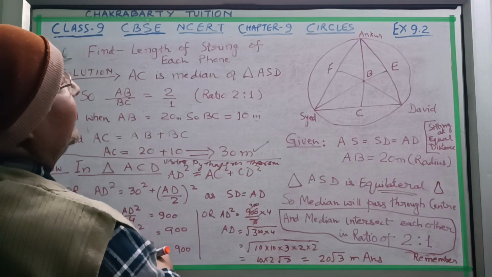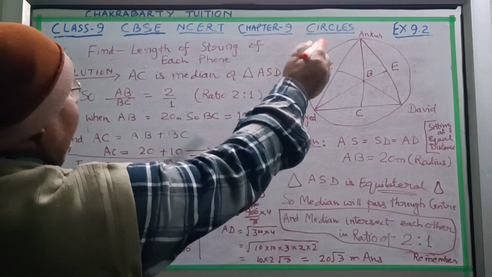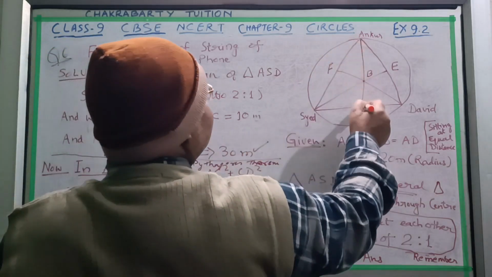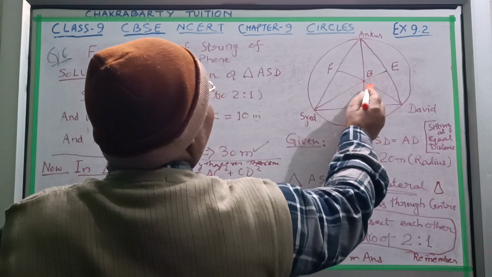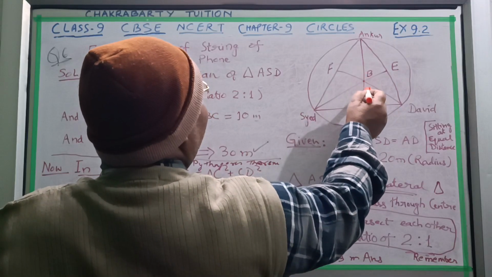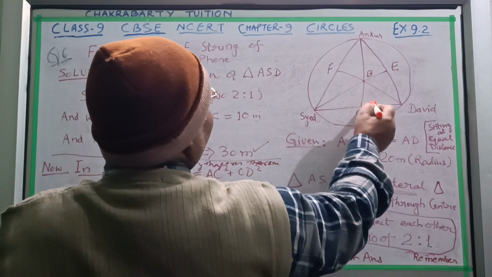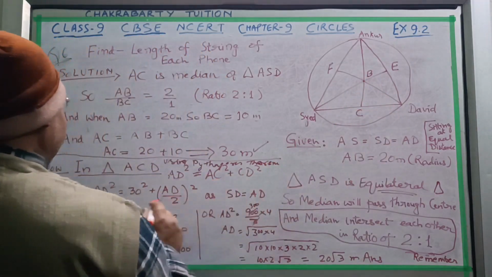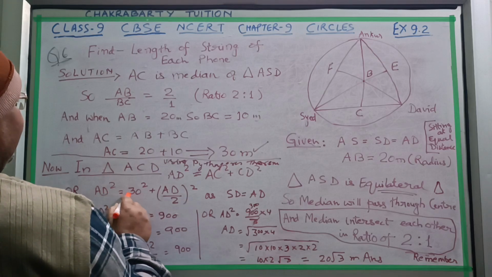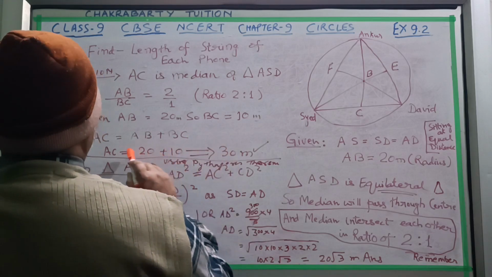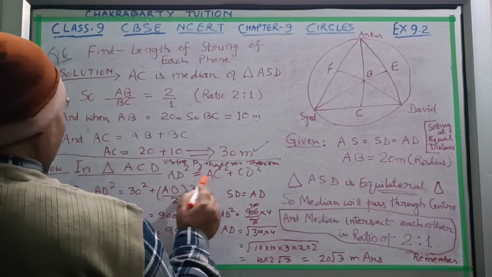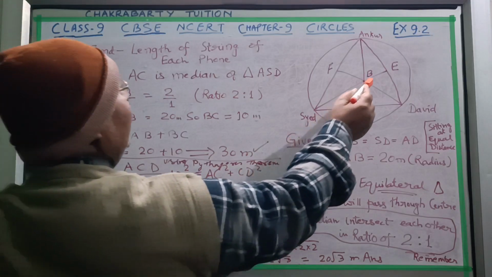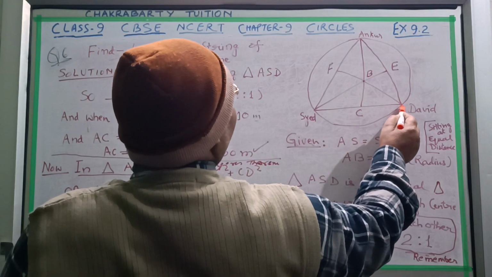So AD square will be AC square plus CD square. This square, hypotenuse square will be perpendicular square plus base square. AC we have just found out, 30 meter. So 30 square it will be. And CD, we can write CD square.